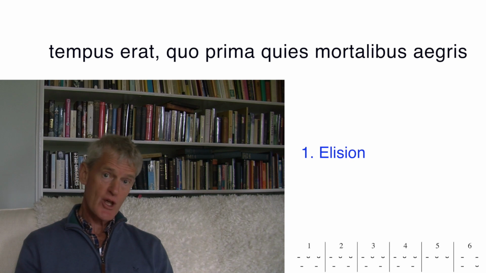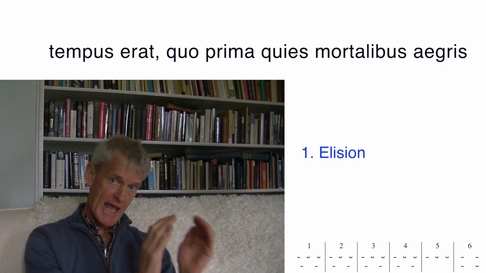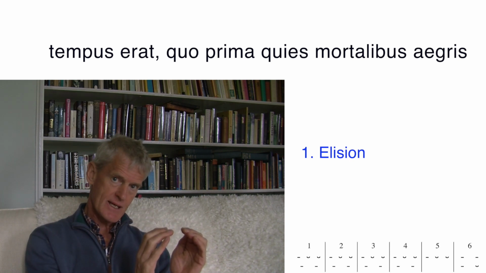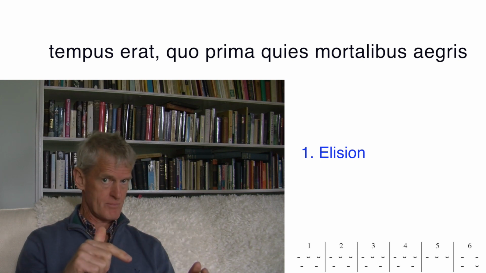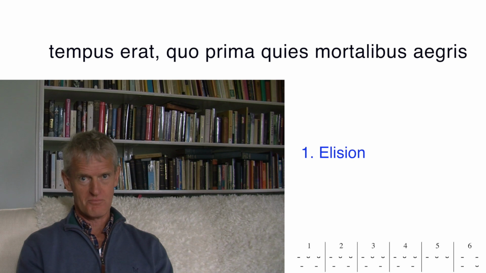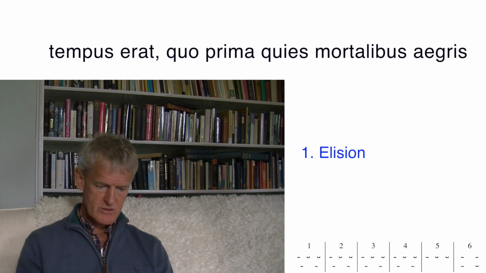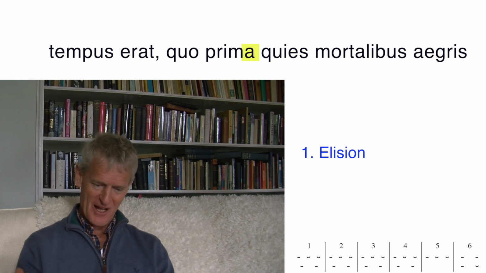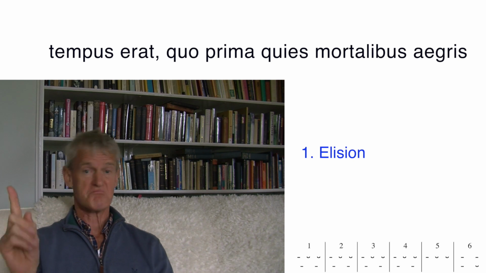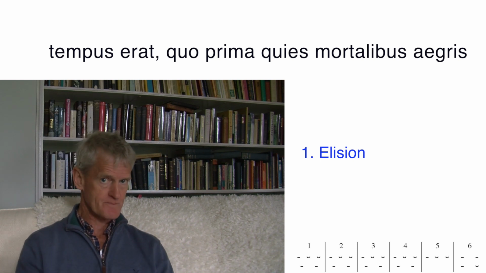Do any of those syllables at the end of words elide? They will only do so if they end in a vowel or an M, followed by a word that begins with a vowel or an H. Now, if you look, although quo ends in a vowel, the next word does not begin with a vowel or an H. Prima ends in a vowel, but the next word does not begin with a vowel or an H. Quies mortalibus. So no elision. Okay? Right, number 1, no elision.